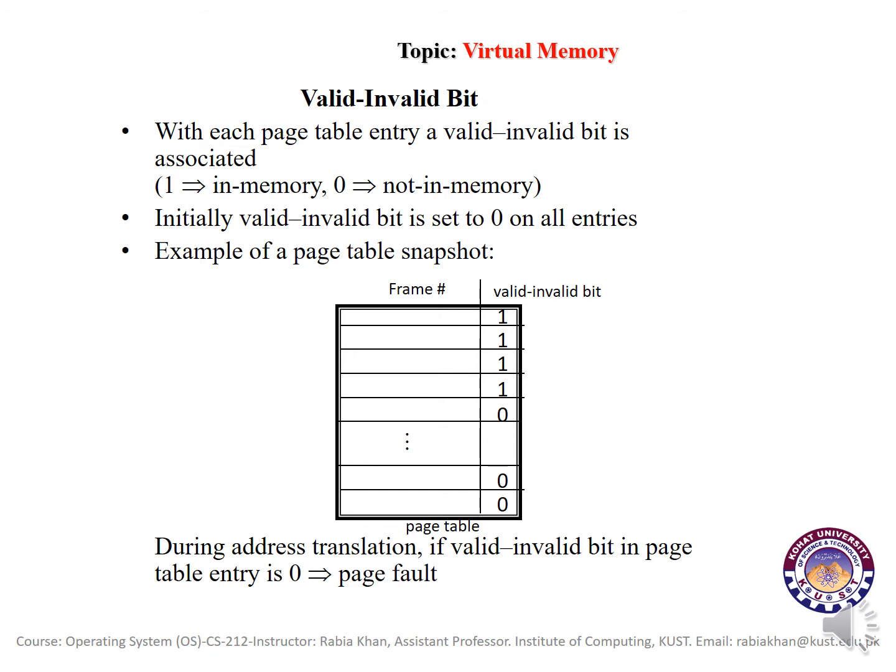Initially, all entries for a process in the page table are set to 0. When address translation happens, if a referenced page has a 0 bit with it, a page fault occurs. Now, what is a page fault?